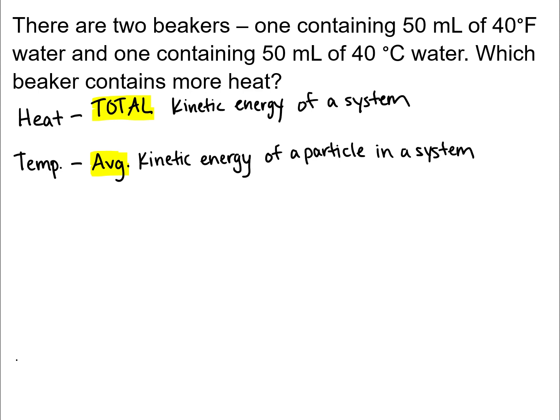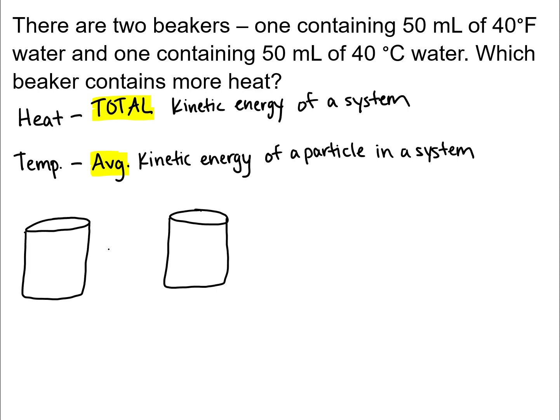Now we can look at the question. We've got two beakers, one that has 50 milliliters of 40-degree Fahrenheit water, and another one that's got 50 milliliters of 40-degree Celsius water. We need to figure out which one contains more heat. I'm a visual person, and if you are too, for questions like this, I recommend that you write out or draw out some kind of schematic that helps you understand what the problem is asking.